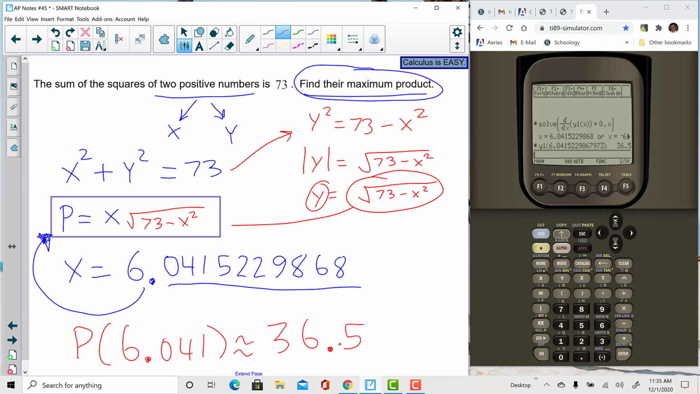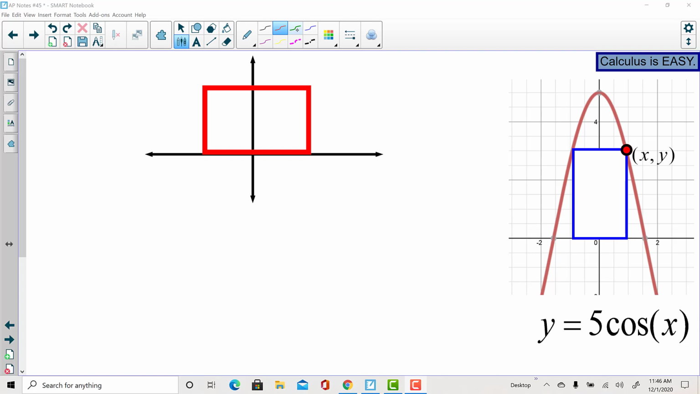And that's it. Okay, what we're trying to do here is we're trying to find the maximum area for a box that has two of its corners on the x-axis. It's going to have one of its corners here, one of its corners there. And the other two corners are going to be on this curve. The curve is called 5 cosine of x. So we need to figure out what is the maximum area that a rectangle could have in this situation.